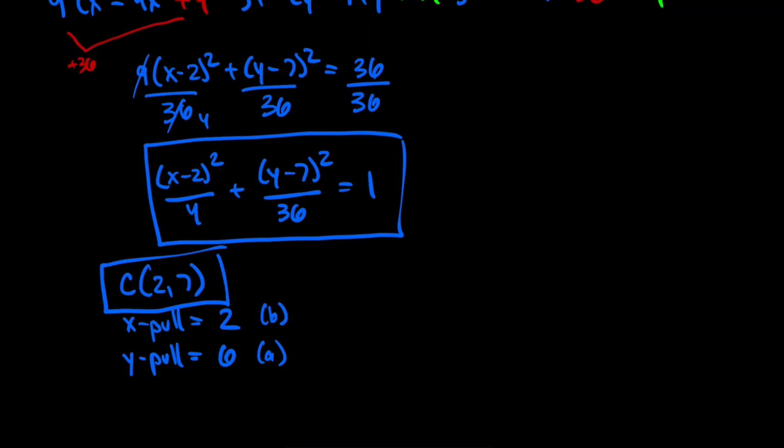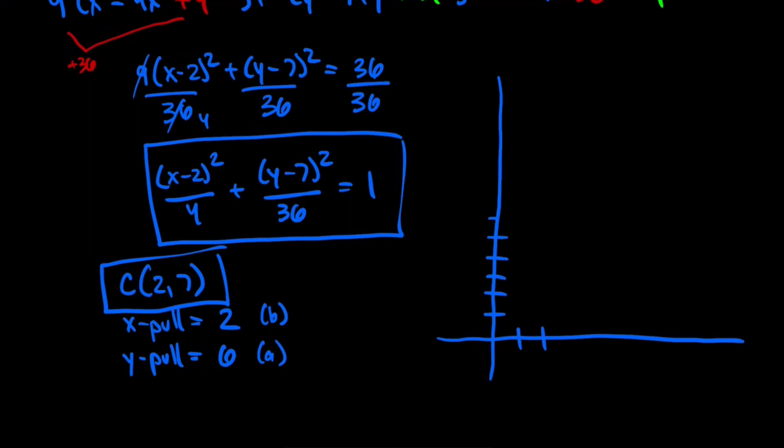Now I'm going to make my sketch. All right. So the center is 2, 7. 1, 2, 1, 2, 3, 4, 5, 6, 7. X pull is 2. So I go 2 this direction, I go 2 that direction, and plot those points. So there's that one, 1, 2, and there's that one. Again, this is the minor axis. That whole length is the minor axis because it's the smaller of the two.